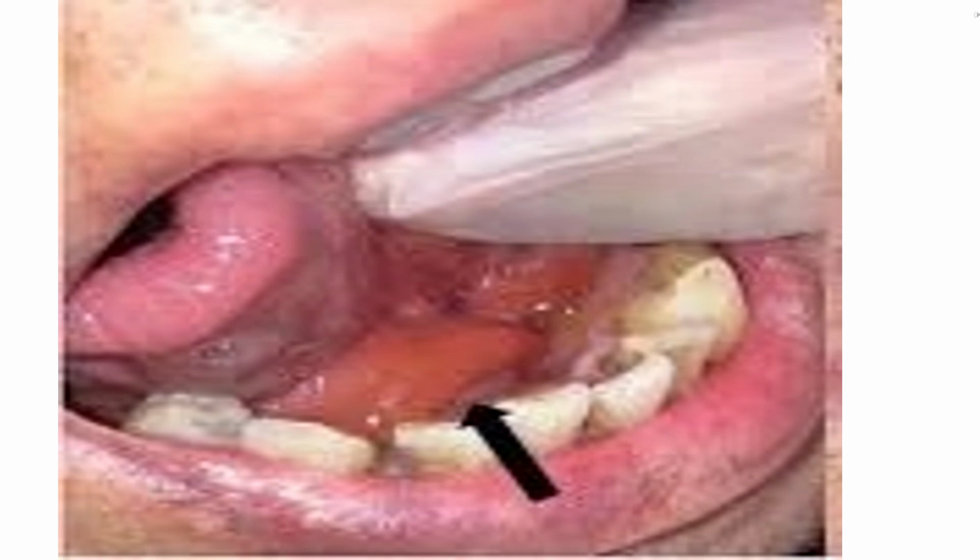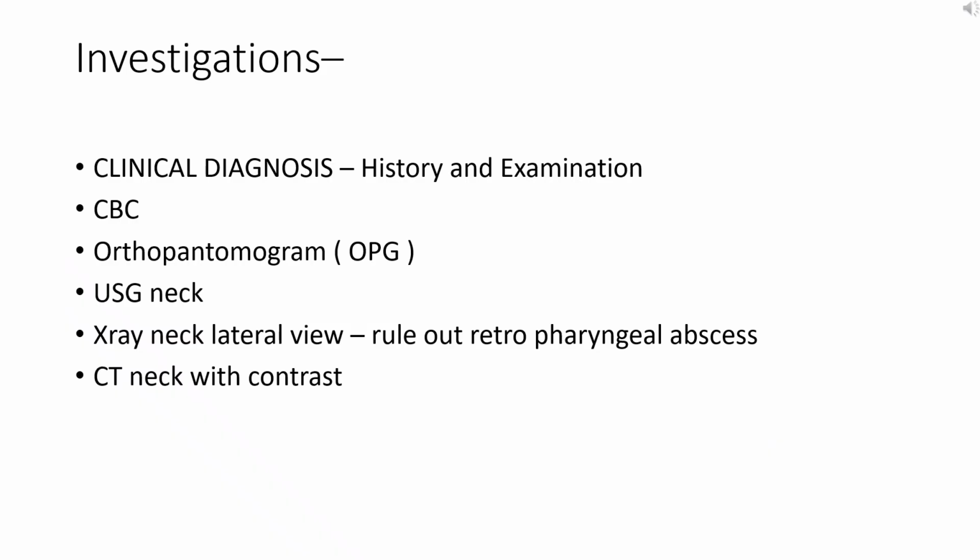So the swelling is marked with a black arrow. It is a classical picture of Ludwig's angina, that is edema of the floor of mouth. Now coming to the investigation, how we can investigate this condition. So diagnosis is purely, I think, clinical. That is based on a history and examination.